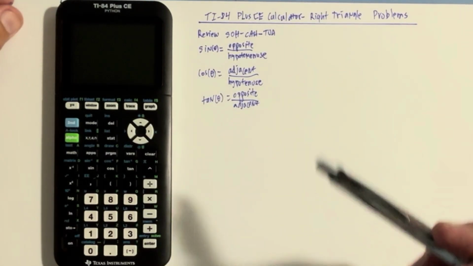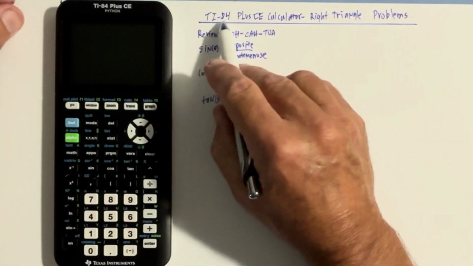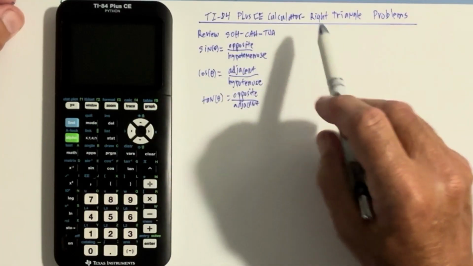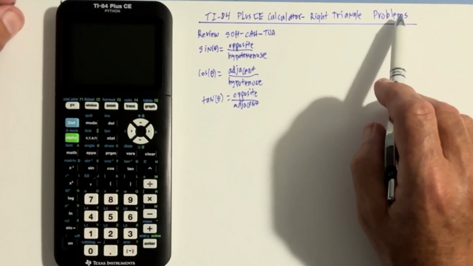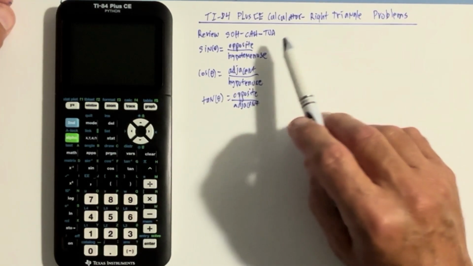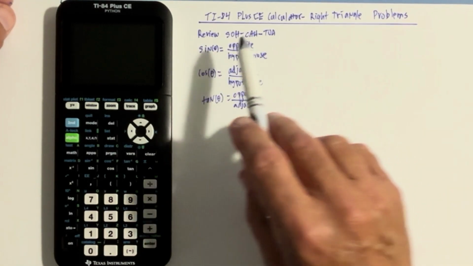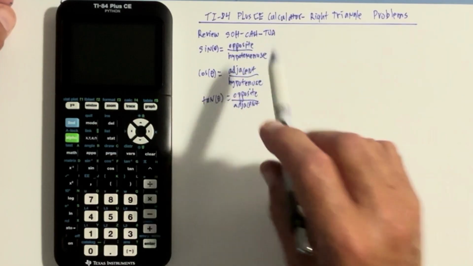Welcome to my video on the TI-84 Plus CE calculator. In this video, I'm going to be solving some right triangle problems. Before we get started on that, we want to look at a right triangle and this acronym here, SOHCAHTOA.